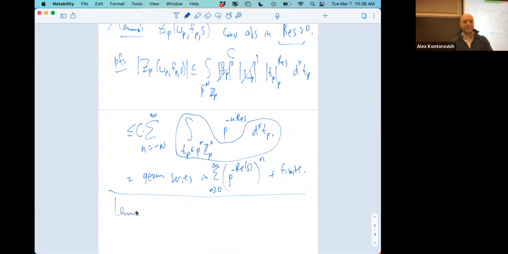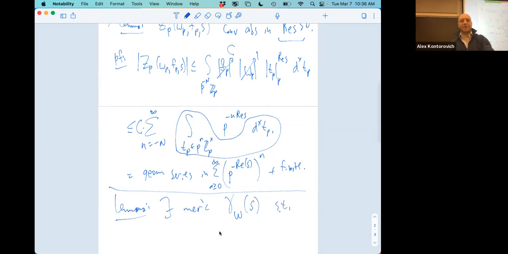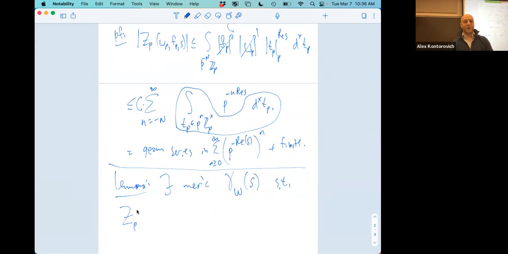So, lemma. There exists a meromorphic function, meromorphic gamma, depending only on omega, such that the z function of f has a functional equation with omega going to omega bar, f going to the p-adic Fourier transform, and s going to 1 minus s.